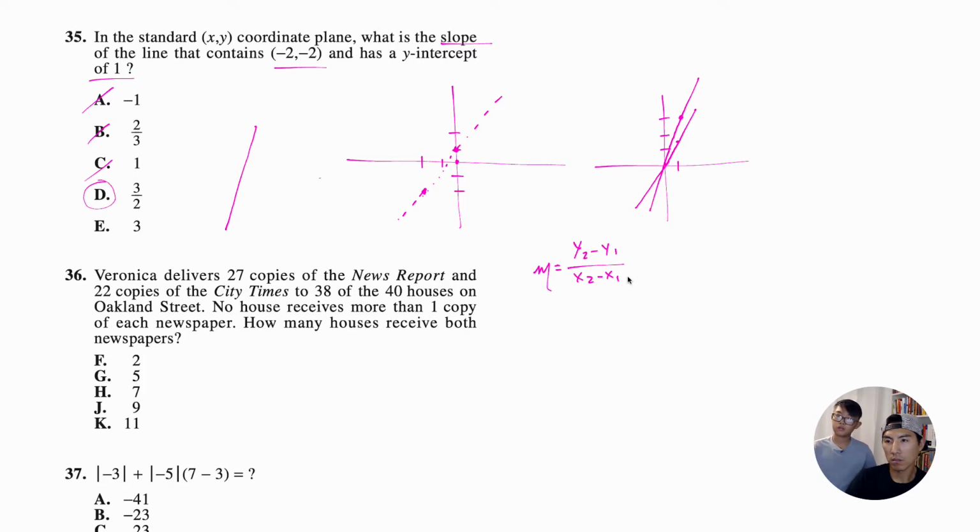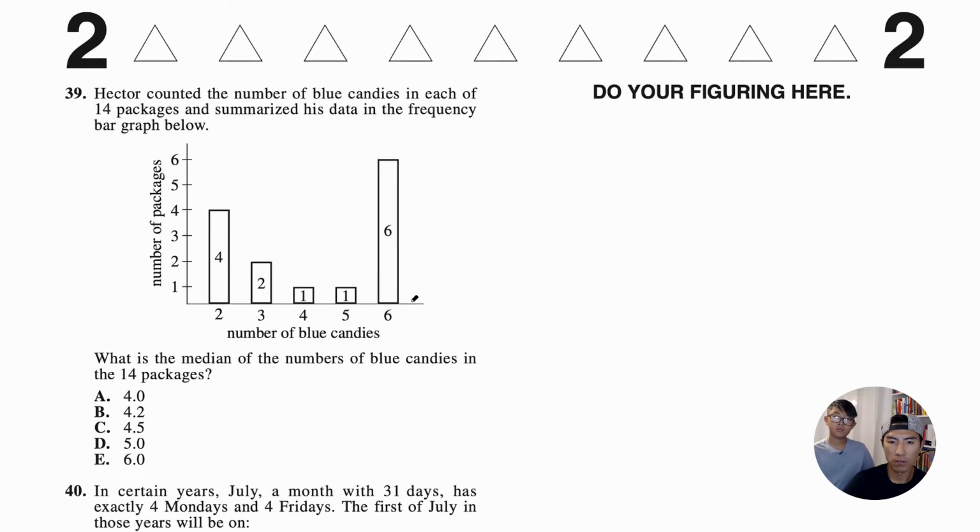To get this slope, we have negative 2, negative 2, and we have 0, 1. So that'd be 1 minus negative 2 over 0 minus negative 2. 1 minus negative 2 is 1 plus 2. It's 3 over 2. Next, number 44.